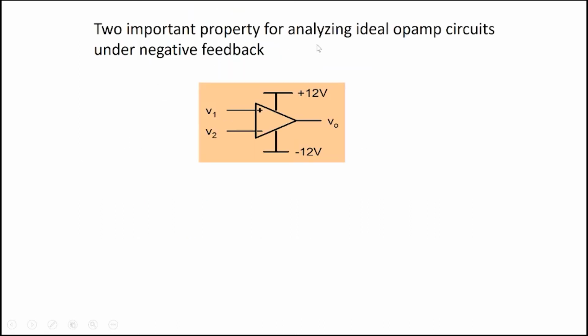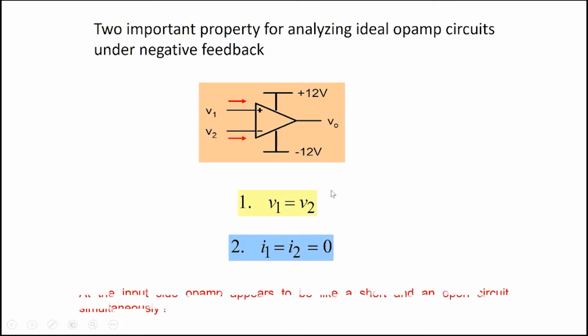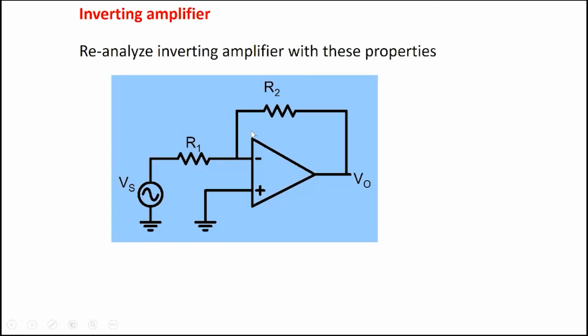All right, so there are two important properties for analyzing ideal op-amp circuits under negative feedback. V1 equal to V2, and the other one is that the currents I1 and I2 are both 0 here. So at the input side, the op-amp appears like a short and an open circuit simultaneously. The two terminals are like a short, V1 equal to V2, but at the same time, no current is flowing. So with that, let's analyze this particular circuit.